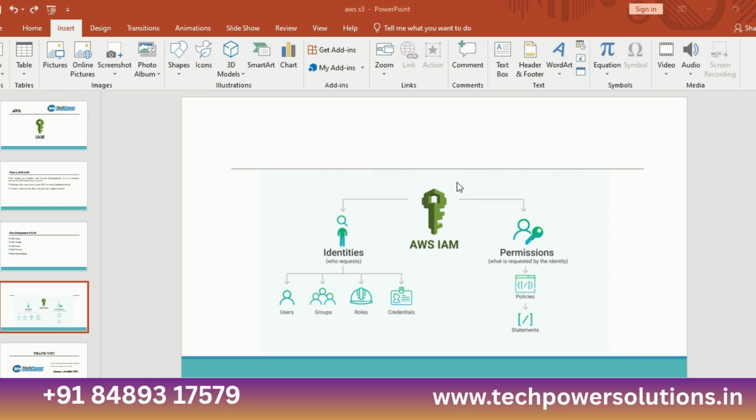So in conclusion, IAM is the heart of security in AWS. It ensures that the right people and services have the right level of access. So that's all.